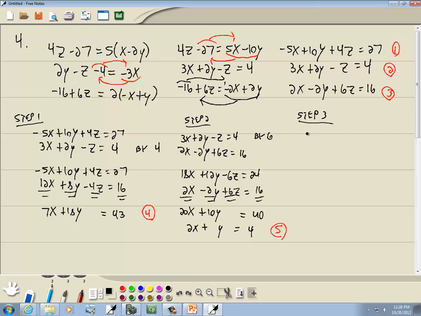Well, step 3. Group equations 4 and 5 together. So we got 7x plus 18y equals 43, and 2x plus y equals 4. And eliminate the y's. So if this was a negative 18y, I'm going to multiply everything in this second equation by negative 18. So we've got 7x plus 18y equals 43. Negative 18 times 2 gives us negative 36x minus 18y equals negative 72.